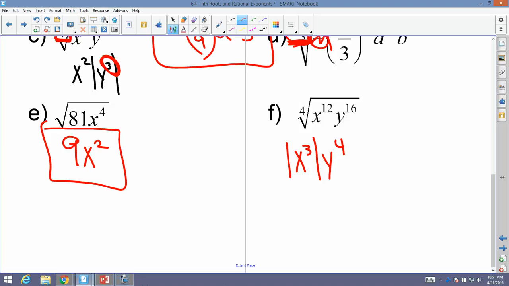For any of those last stragglers that are still like, dude, I know you're trying hard, but what the heck did you just do? I pulled an odd exponent out of an even root. So it must go in absolute value. Does that make sense? Okay.